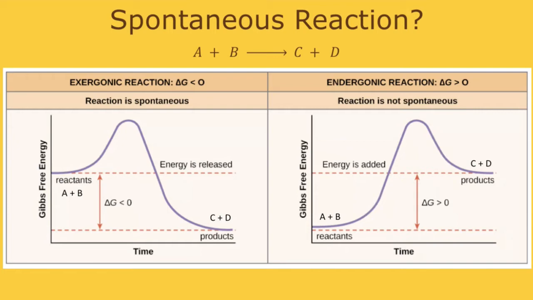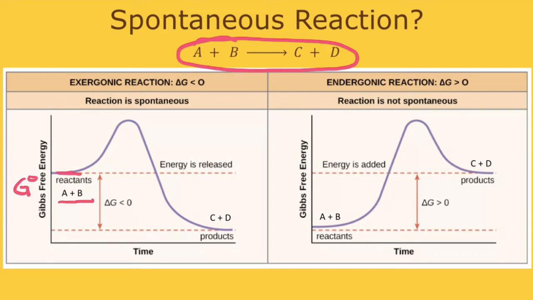In this general reaction of A plus B goes to C plus D, on the left graph we have the G naught of the reactants A plus B, and that's at this level of energy right here. And as the reaction proceeds in time, the final G naught of the products C plus D is lower. So the distance here is the delta G, and it is less than 0, so we would say this is a spontaneous reaction. The distance here as the energy goes up, that's the activation energy.